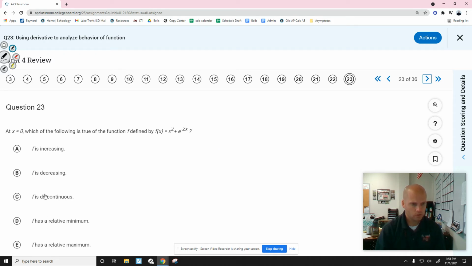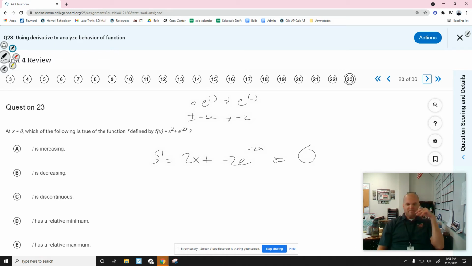Which of the following is true? Maxes, mins, increasing, decreasing, discontinuous. It looks like I need to take a derivative. I shouldn't have to show you, but I'm going to. -2e to the -2x. When does this equal 0? It's not that. It says at x equals 0. This is important. Sometimes you don't have to do a full sign analysis.